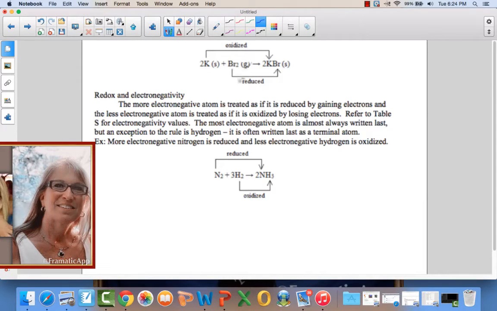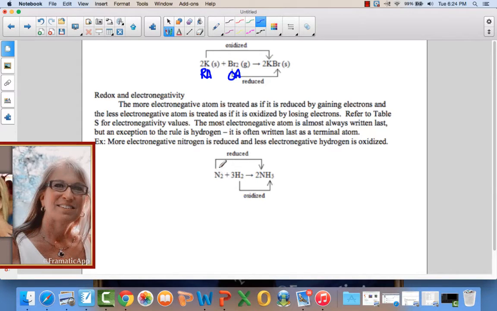All right, here's another one. This is the one I just did. Here's your oxidation. This is your reducing agent. Here is what's reduced, and this is your oxidizing agent. We have another one down here.